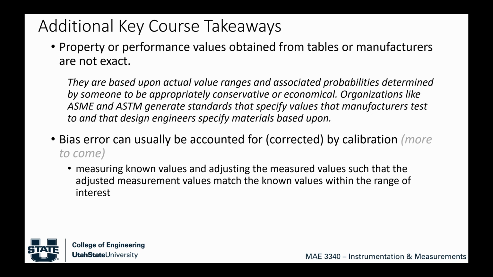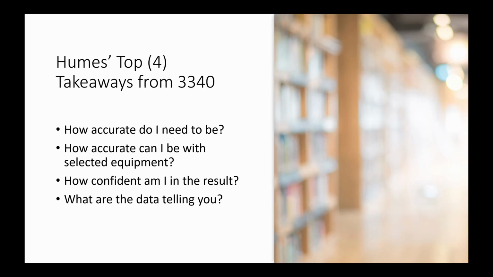And so if they are done to these standards, now we can have a higher degree of confidence that the values that we are counting on in our design are the true value. And if not, what is the uncertainty associated with those values? We already talked about this, but the bias can usually be accounted for or corrected by calibration or some sort of adjustment of data afterward.